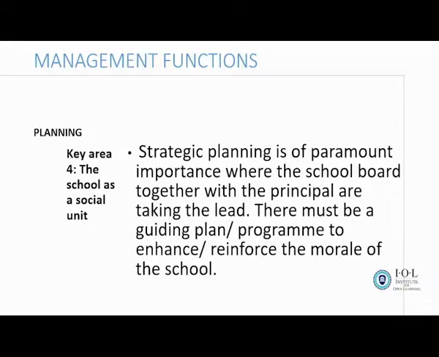Strategic planning is of paramount importance, where the school board together with the principal are taking the lead. It's actually a moment where a master plan for the whole school is put together for the year to progress smoothly. So there must be a guiding plan. There must be programs to enhance or reinforce the morale of the school.